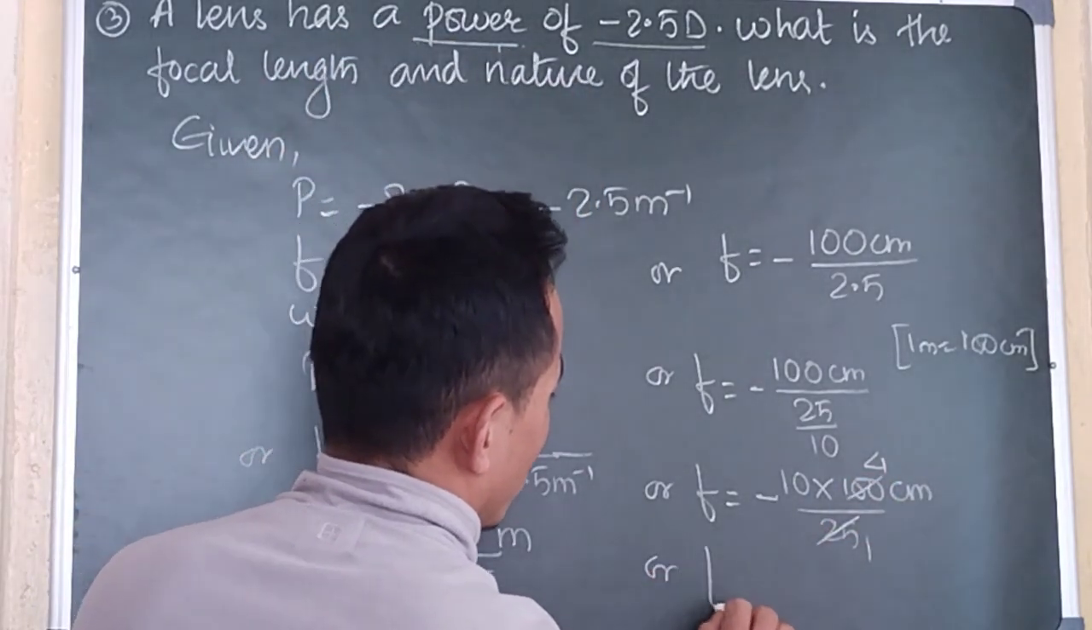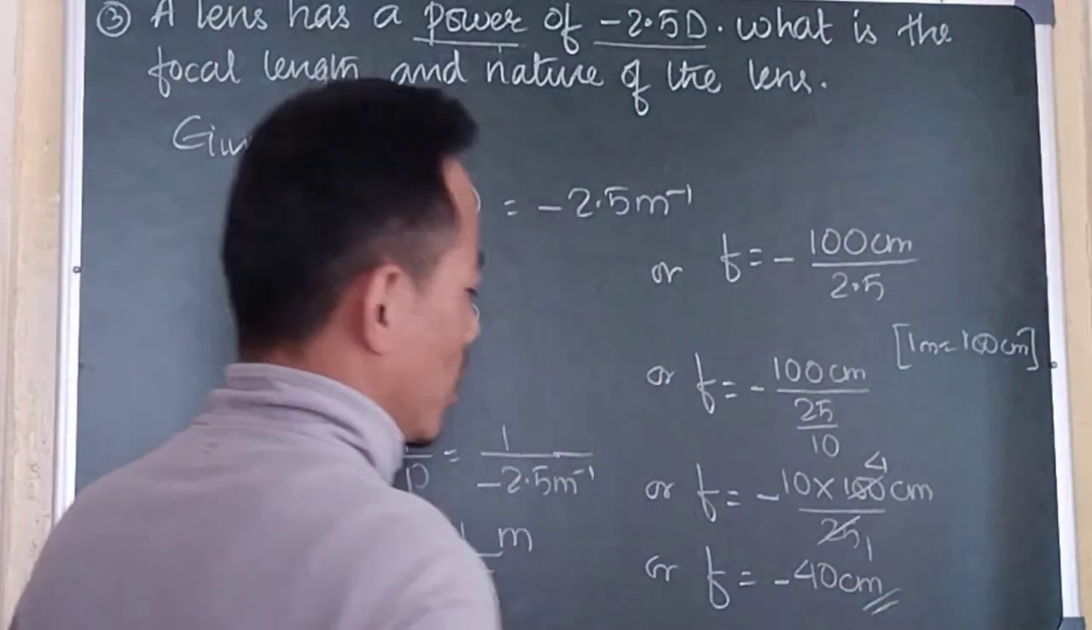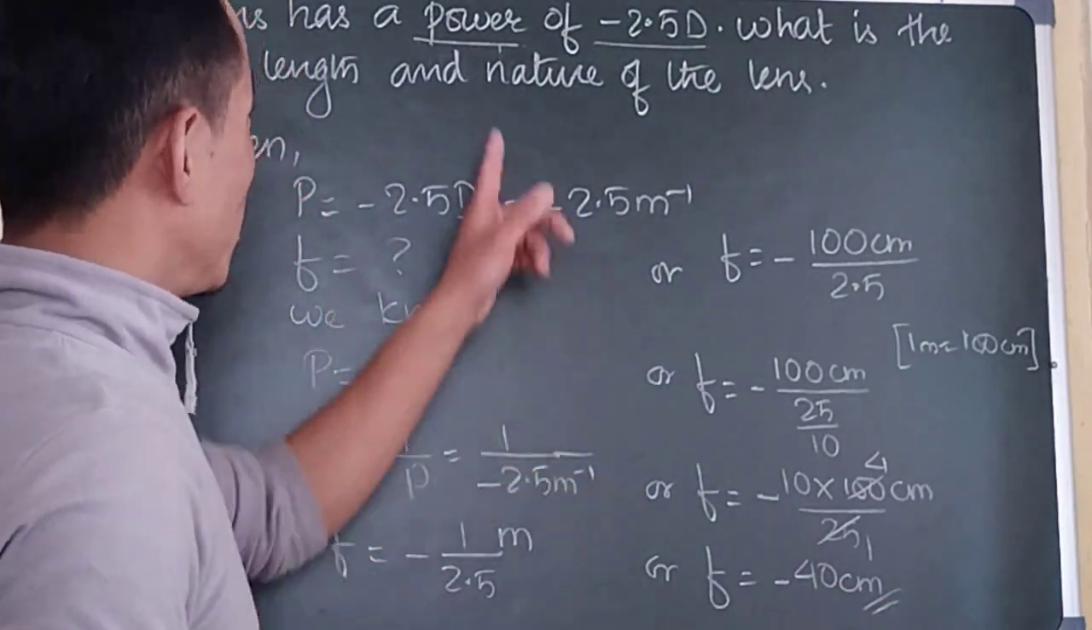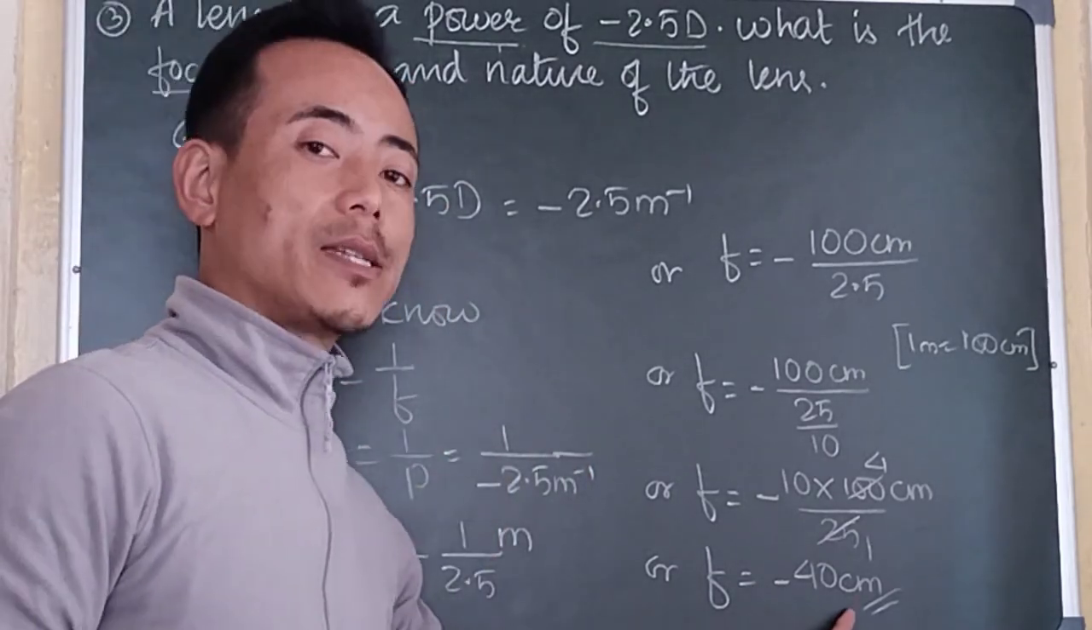So if you multiply, you will get f equals minus 40 centimeter. So this is the first part of the answer. You have to calculate the focal length. So the focal length for this lens will be minus 40 centimeter.